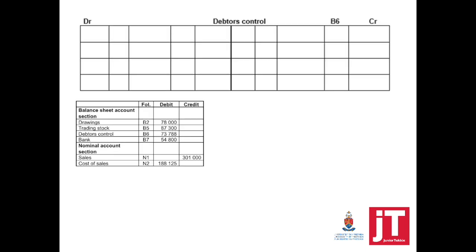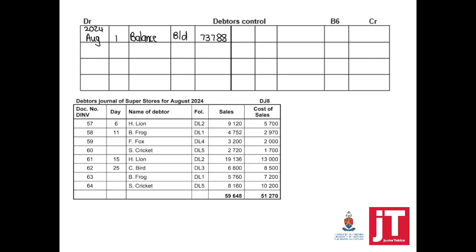Debtors control is regarded as an asset, a current asset, which means that the balance brought down is on the debit side. Posting from the debtors journal, it means that the money owed by debtors will increase the debtors control balance. So, debtors control is debited, the contra account is sales. With how much? 59,648.